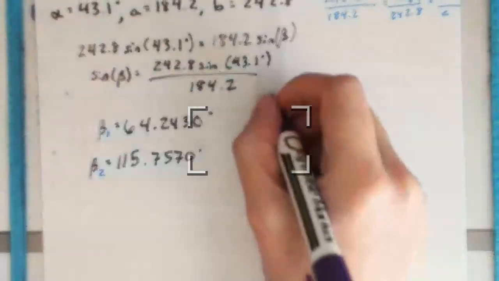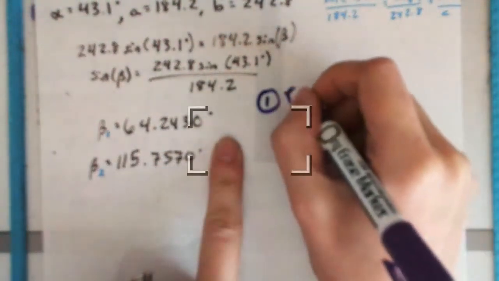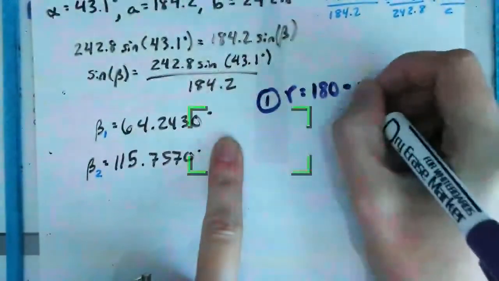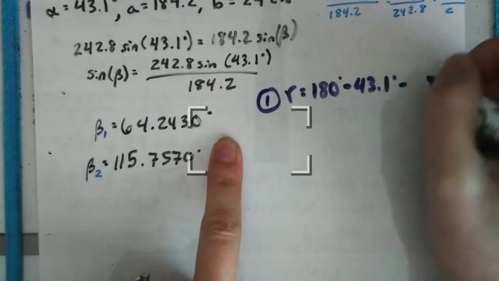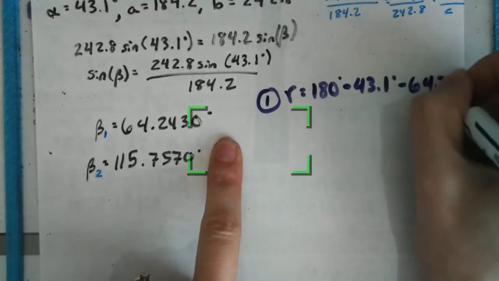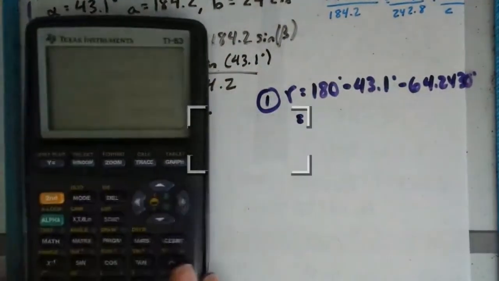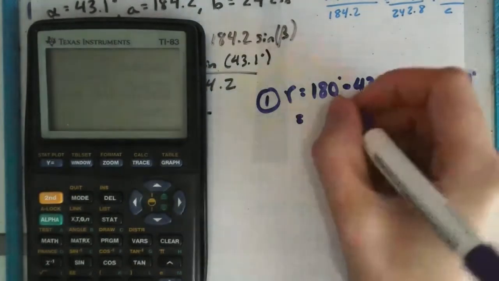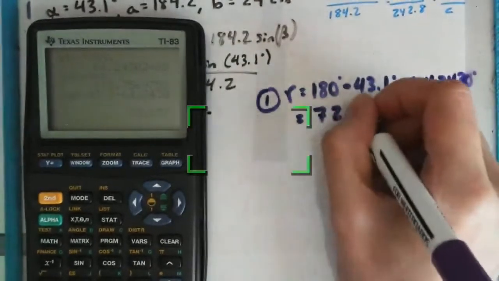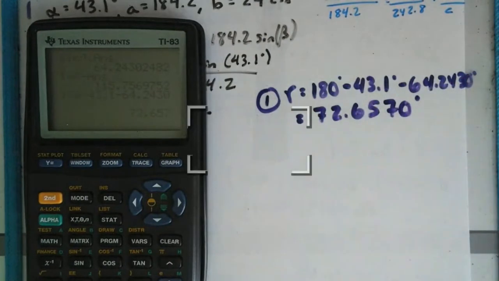So in triangle 1, we already know what beta is. We'll be able to solve for gamma because gamma will be 180 minus the 43.1, which is alpha, minus the 64.2430 that we got for beta. 180 minus 43.1 minus 64.2430 tells us that angle gamma is 72.650 degrees.